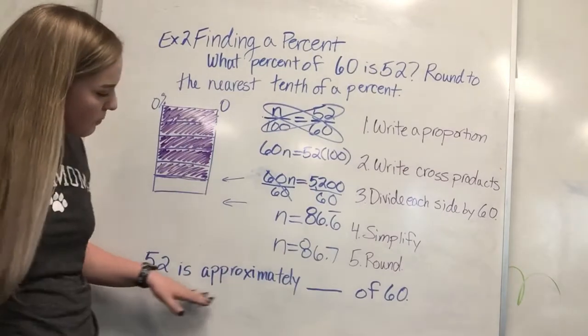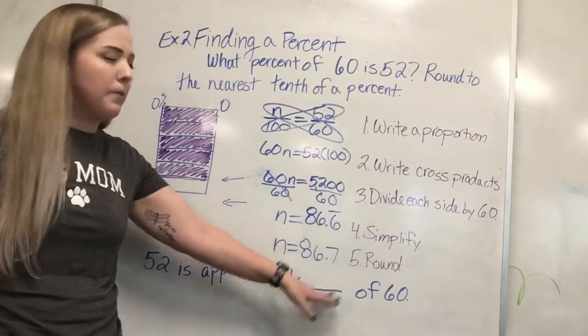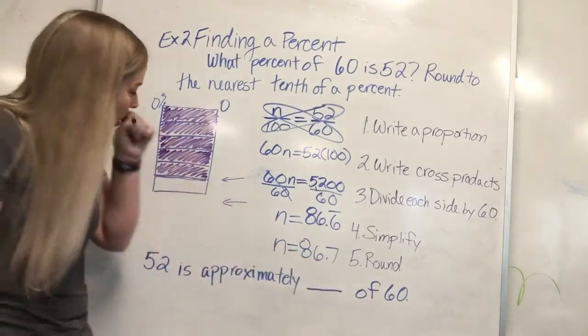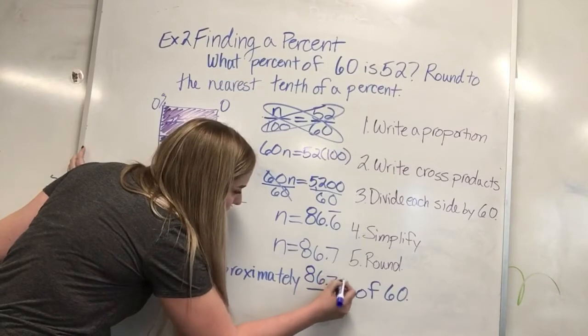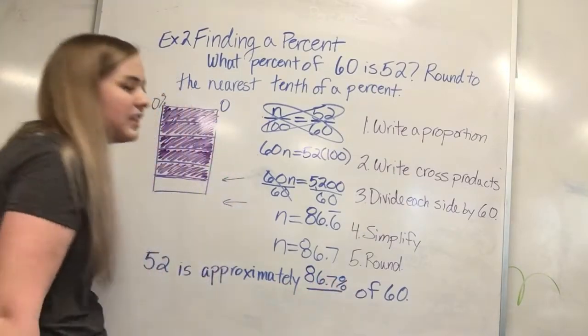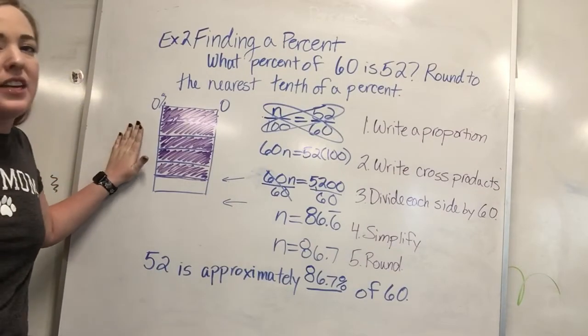So 52 is approximately, because we rounded, we have to say approximately, what percent of 60? We just put a percentage sign after this, so it's approximately 86.7% of 60.